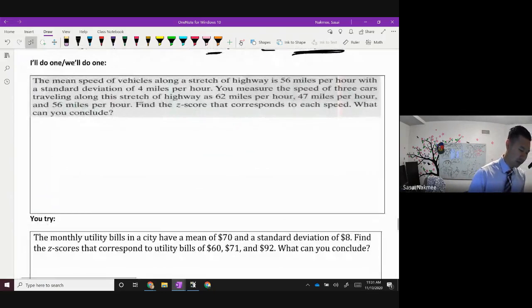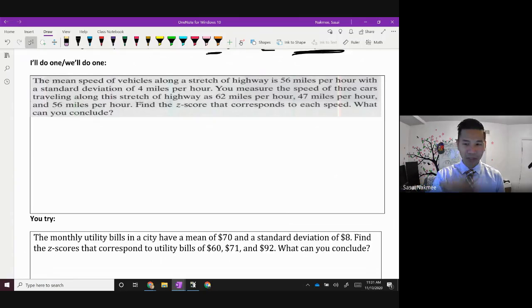All right, I'm talking too much. Let's actually do a couple problems, right? I know that's so much talking, but when you do the calculations for these z-scores, you're going to realize, this is easy, right? So let's take a look and see if we can calculate the z-scores for these examples right here, okay? Let's say the mean speed of a vehicle along a stretch of highway is 56 miles per hour. So they tell us the mean is 56 miles per hour, right? So you write that down somewhere.